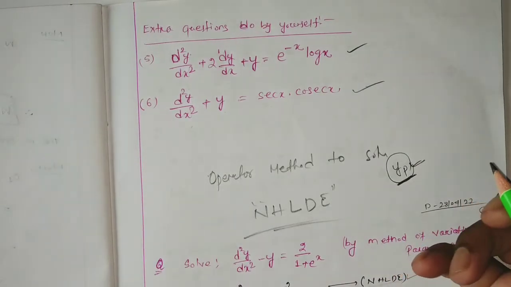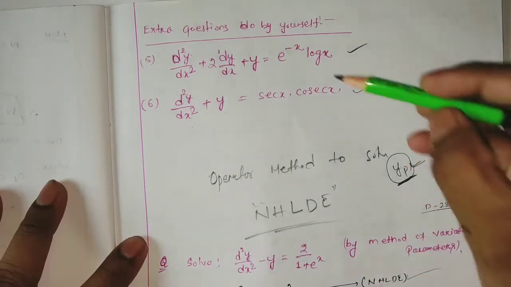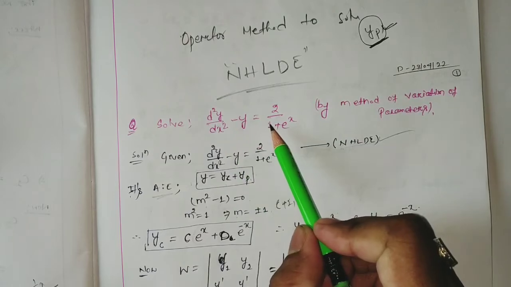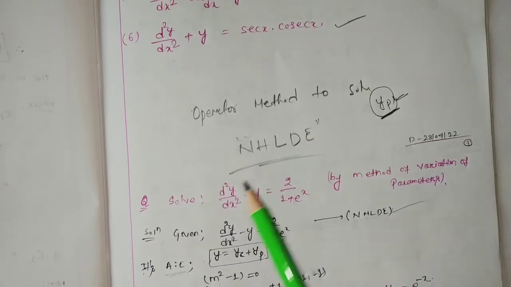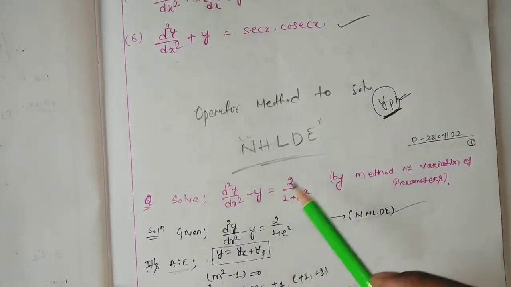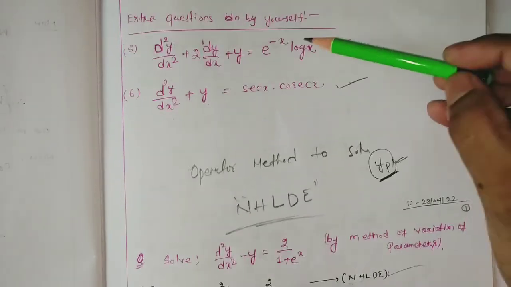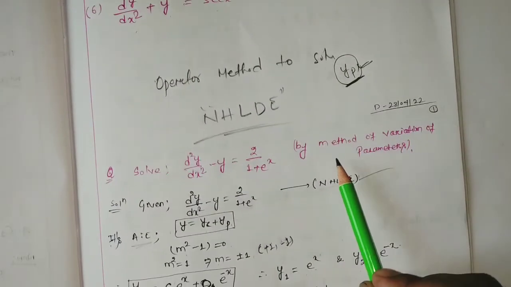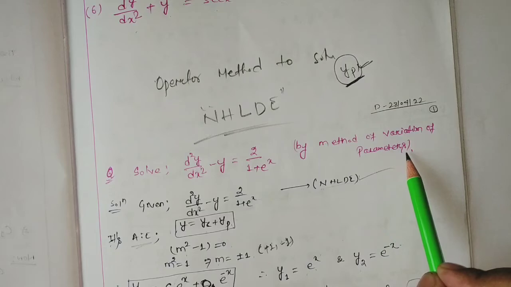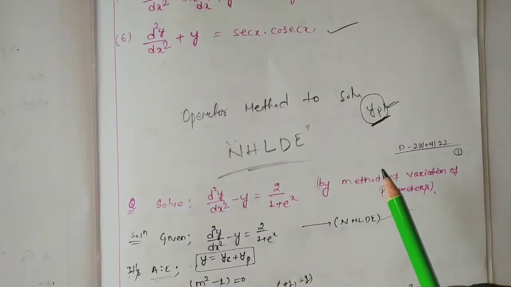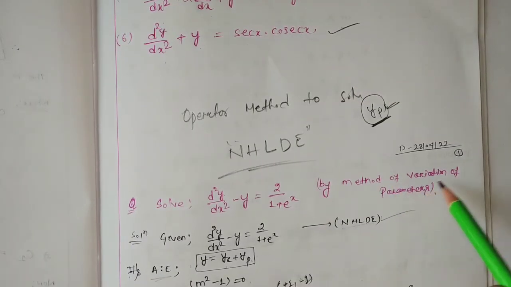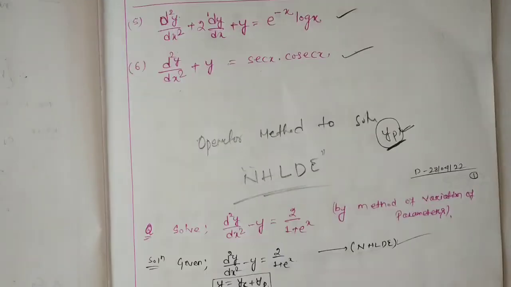In our last class, we discussed these two problems and this one also. These are non-homogeneous linear differential equations, and we solved these numericals by using the method of variation of parameters. Before that, we discussed in detail the method of variation of parameters. You can check those videos.